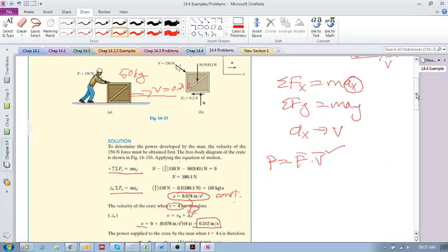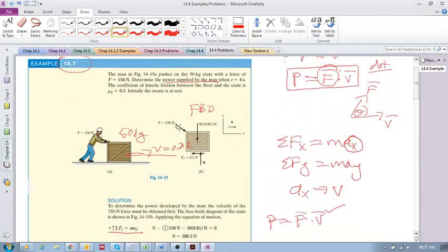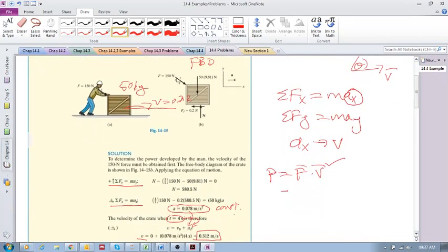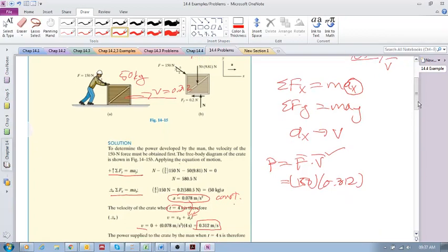So I was just trying to get you to think earlier. If I just put in, say, 150 here, because that's the force that the man applies there, times 0.312, why is this wrong? Why is this wrong? Because this 150 is not the component of the force in the direction of the velocity.